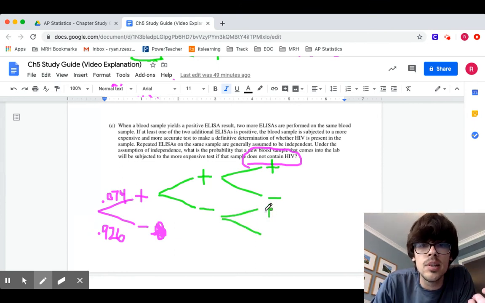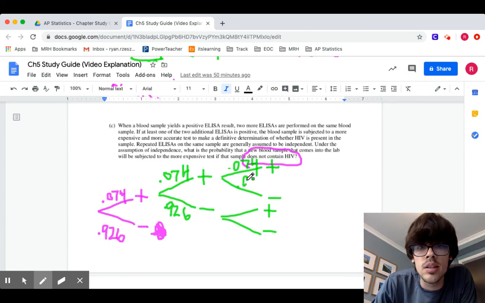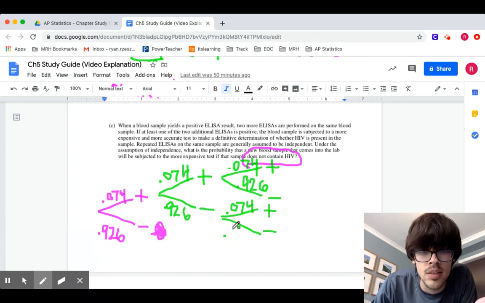And then the probabilities for these, it says that the tests are assumed to be independent. So every plus is going to be a 0.074 in this problem, and every minus is going to be a 0.926. So I've got this going on right here, got myself 0.926, et cetera. Now, as I'm finishing writing these on here, the problem says that we need to figure out the probability that a sample without HIV gets sent to this more expensive test. You get sent to the more expensive test if you get positive at least 1 time in this setup.